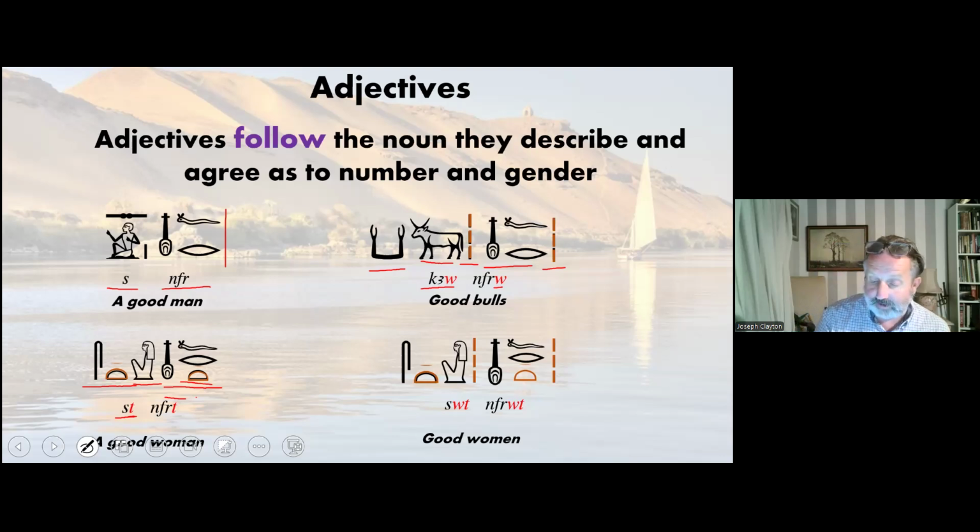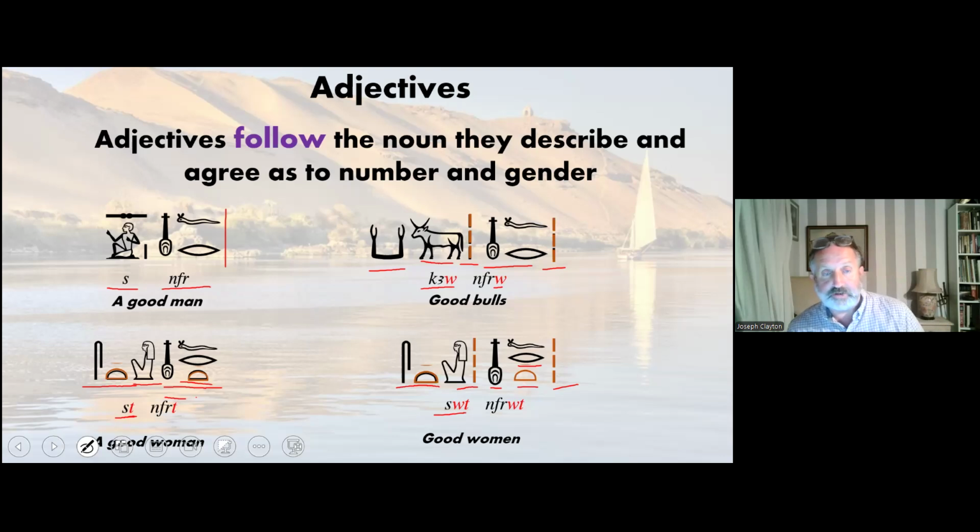So same with the woman here. We've got set, and this has got plural strokes though. So the feminine plural ending, as we just saw, is WT, so that's suit. That would be women, and if we want to describe these women as good, we've got nefer, but we have to have the same ending, which is T and plural strokes, which reads oot, so it's good women. Okay?